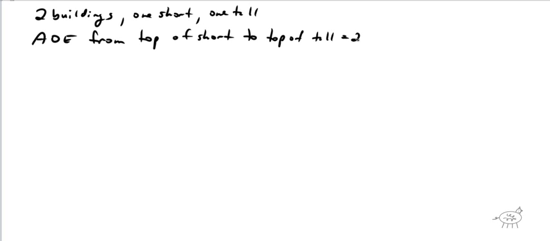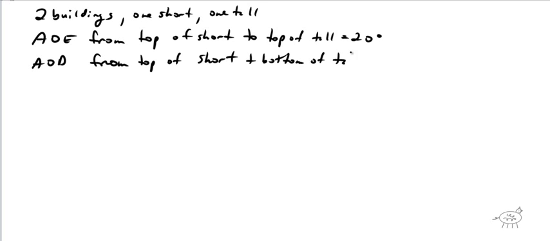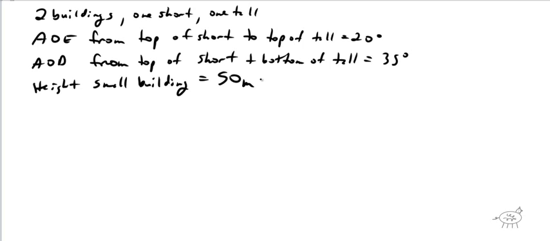is 20 degrees. And the angle of depression, AOD, from the top of the short to bottom of the tall is 35 degrees. Okay, and then I tell you the height of the small building is 50 meters. And my question to you is find the height of the tall building.